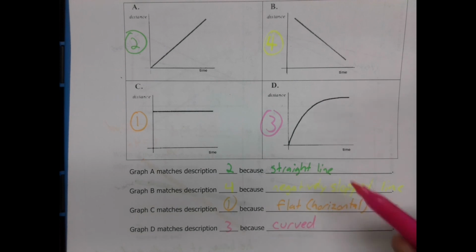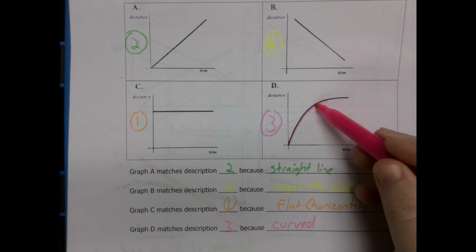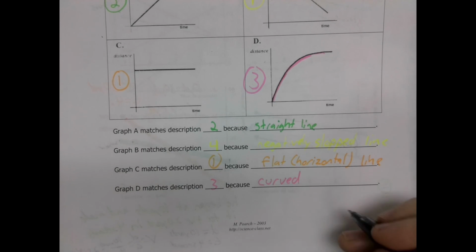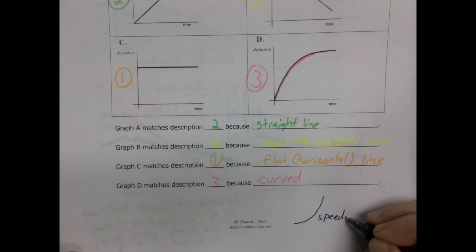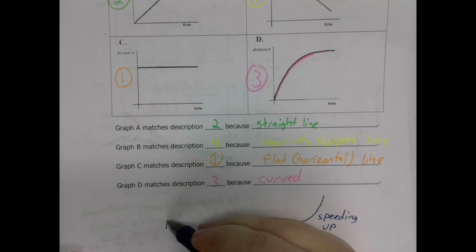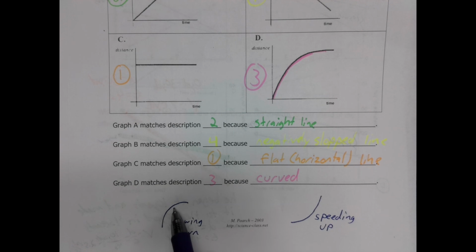So, by the way, slowing down will be curved like this. If you're speeding up, it would be curved like this. So this is speeding up. You're gaining speed. And slowing down looks like this. So if you're slowing down, your speed is getting less sloped. And if you're speeding up, you're getting more sloped. Make sense?